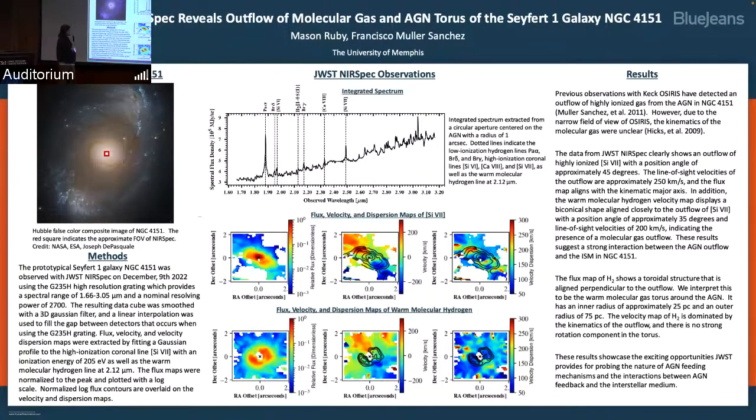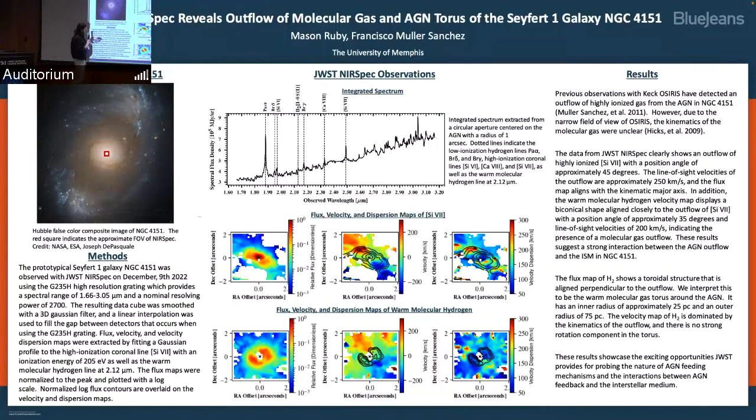So the main things here, for one, we're showing the flux, velocity and dispersion maps of Silicon VII. This is a new line that JWST allows us to work with. The results are consistent with previous OSIRIS results obtained using the Silicon VI line. We have an ionized outflow here. The new results, however, that OSIRIS was not able to reveal is in the warm molecular gas, we have a molecular gas outflow that's highly correlated with the Silicon VII line.